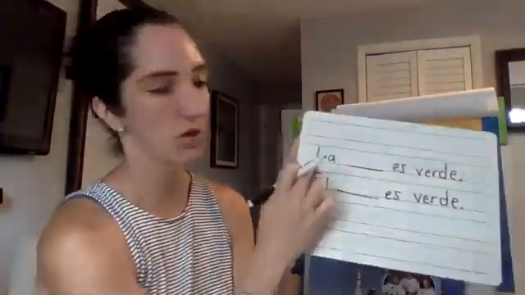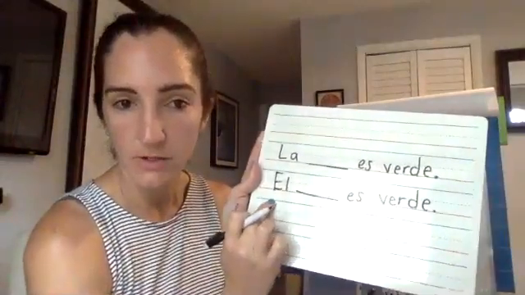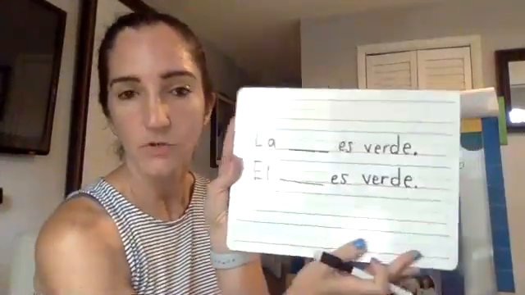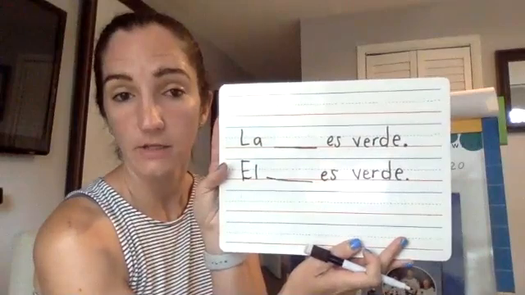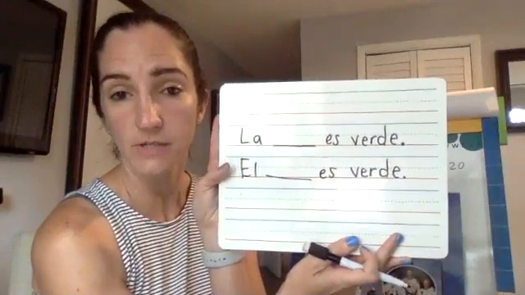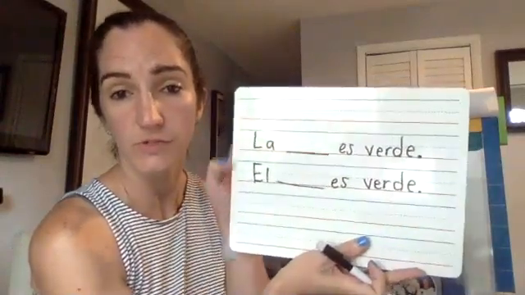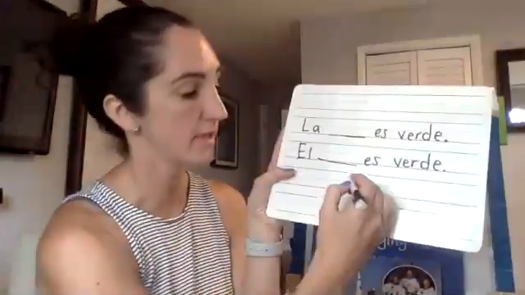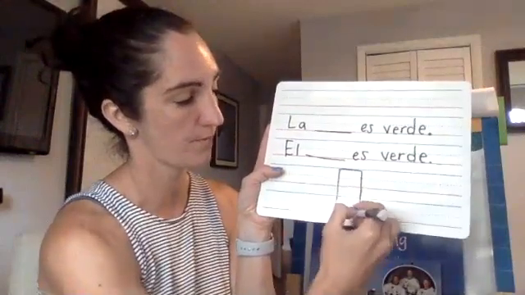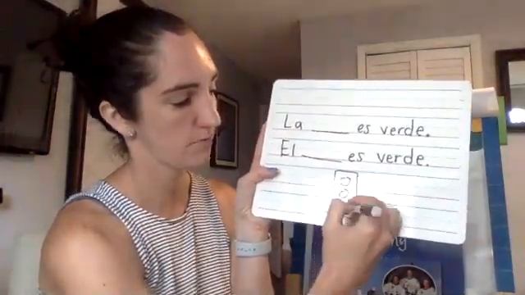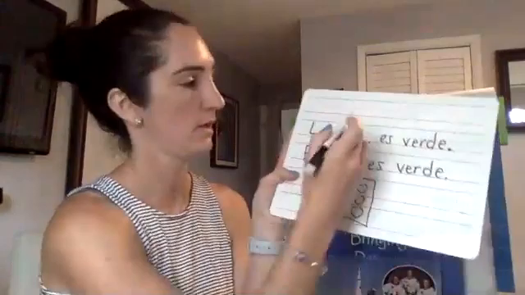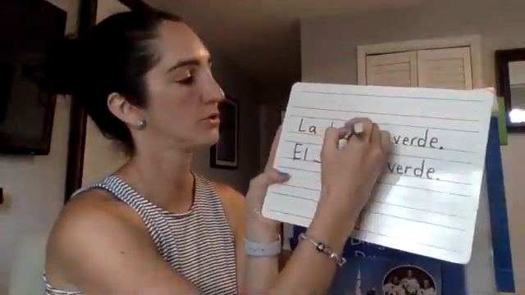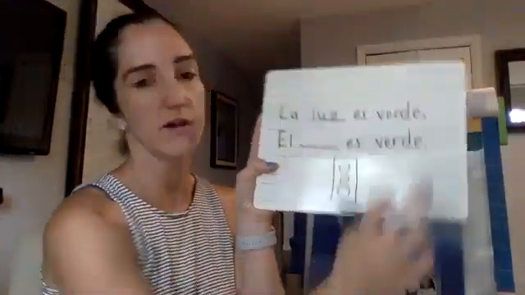Okay, look how I started with that uppercase letter. Look how I ended with a period. You could pause the video if you'd like to write your sentences. Depending on what you're doing, you might use this one or this one. So for example, if you say la luz es verde, if you're talking about a street light, and the green one, la luz es verde.